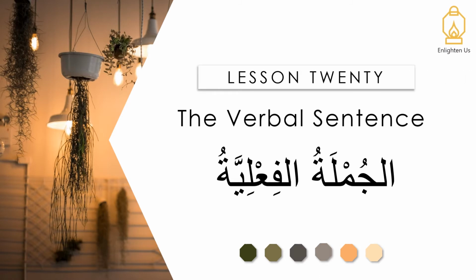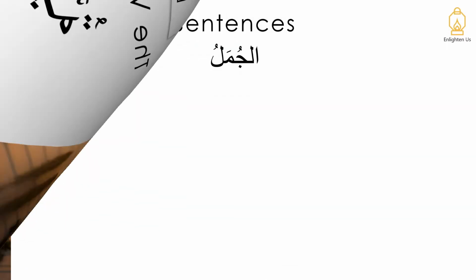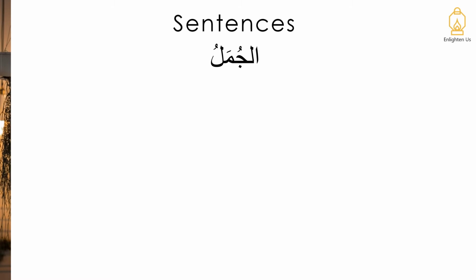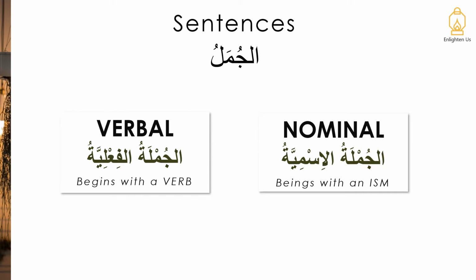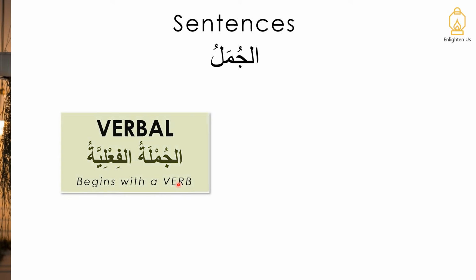Today you are joining us for lesson 20 and we are looking at the verbal sentence الجملة الفعلية. Now if you recall, the last time we looked at sentences, الجمل, we said there were two. There's the nominal and the verbal. الجملة الاسمية, الجملة الفعلية. The difference between them? الجملة الاسمية, as the name suggests, begins with an ism. الجملة الفعلية begins with a فعل or a verb. And today we are looking at جملة الفعلية.